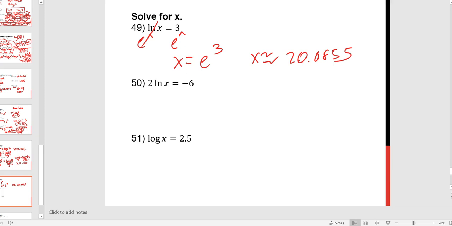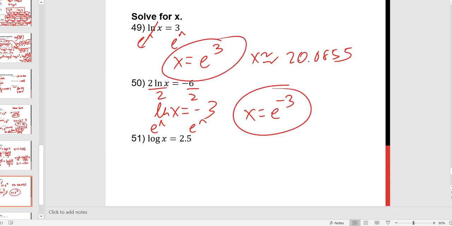This one we cannot undo yet. We have to undo this multiplication first, so divide first. So the natural log of x equals negative 3. Undo the natural log by raising both sides as a power of e, so that x is equal to e to the negative third. Feel free to get the decimal if you want on that.